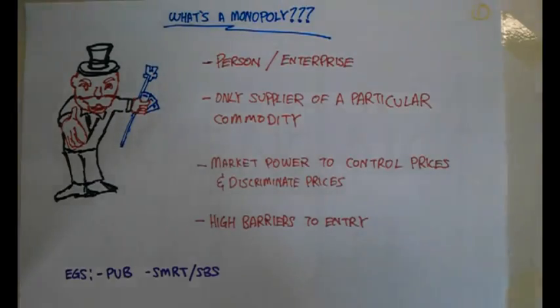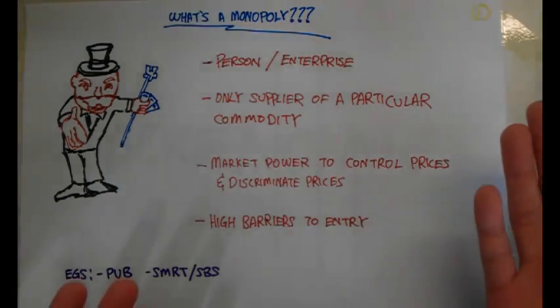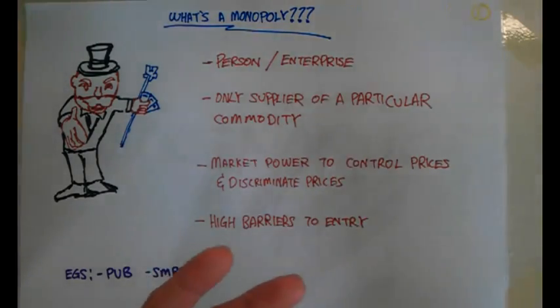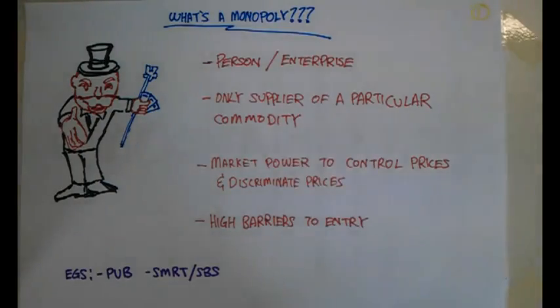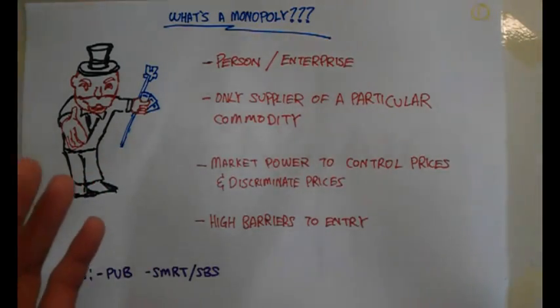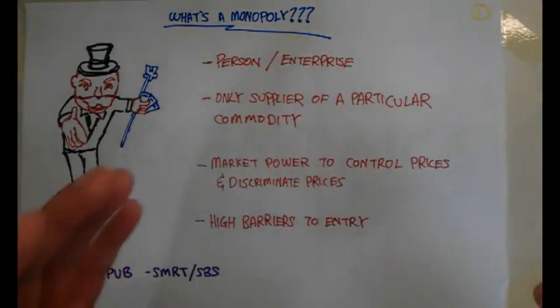Now the second example is a little bit more interesting. It's SMRT and SBS. So are these two companies really monopolies? Well, if you talk about the taxi business, is it a monopoly? Or how about the buses? How about the MRT trains? So are they monopolies in these particular industries or not? Well, I can tell you for sure that in the MRT business, our railway transport, it is a monopoly.